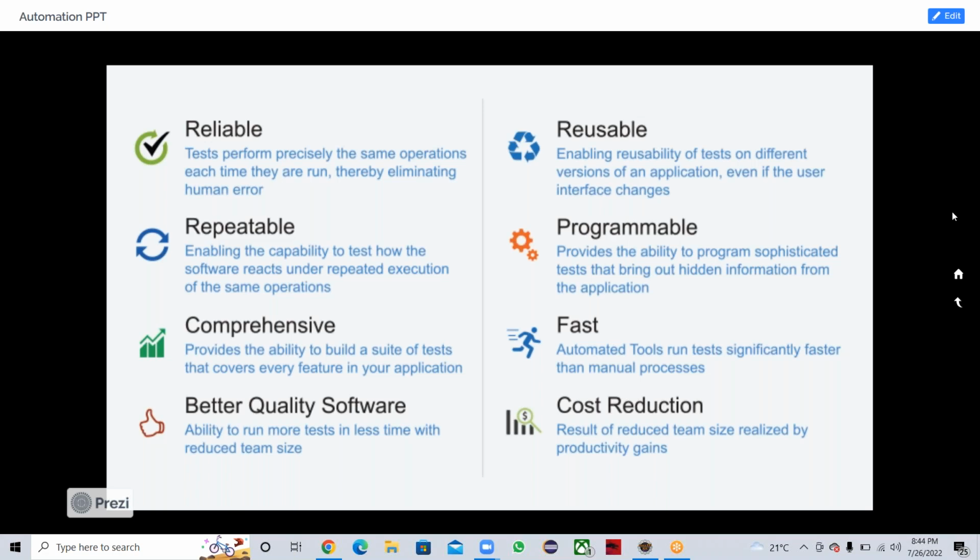Another thing is cost reduction. When you have a reduced team size, obviously the cost spent on the testing team gets reduced, because the lesser the team size, the lesser the cost spent, right? That way you can gain more profits, right? So now you have the reason why companies invest in automation. The main reason is cost reduction. How do they see the cost reduction factor here?